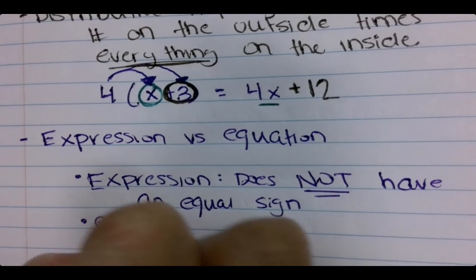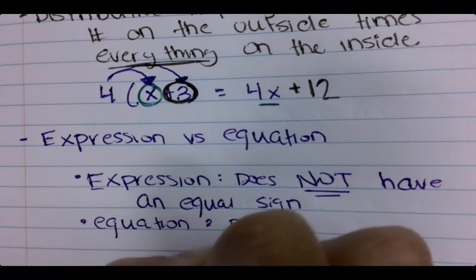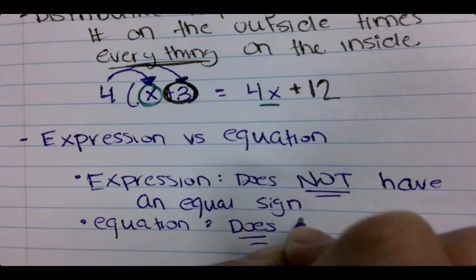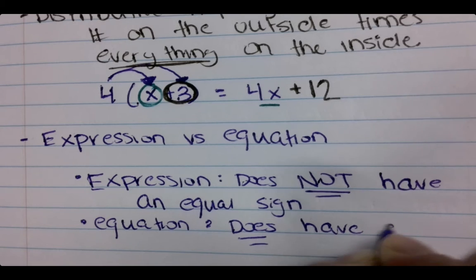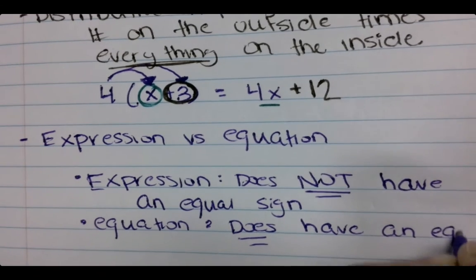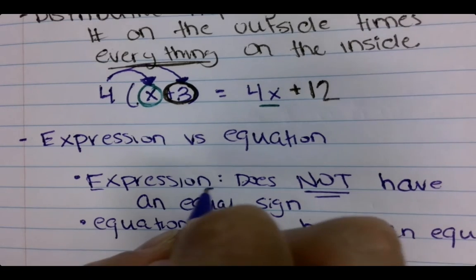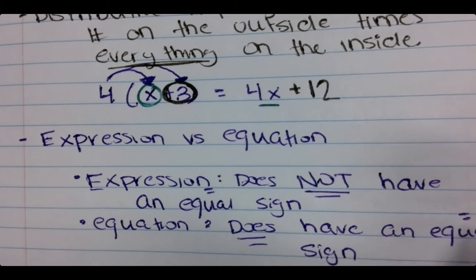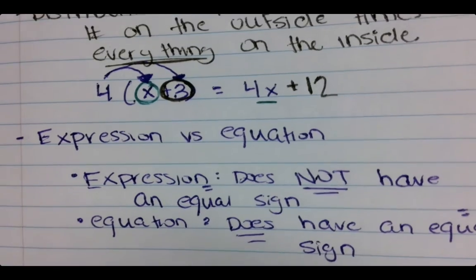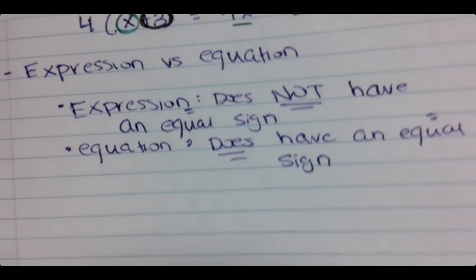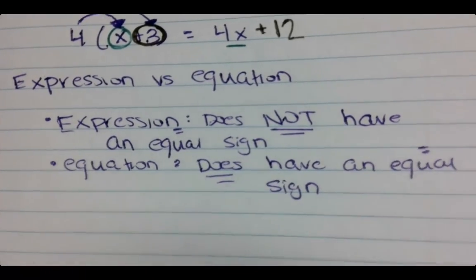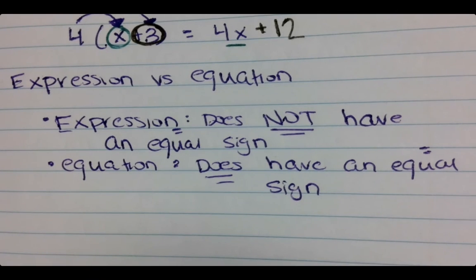An equation, on the other hand, does have an equal sign. Remember, an equal sign is just that. Okay? So an equation does, an expression does not.